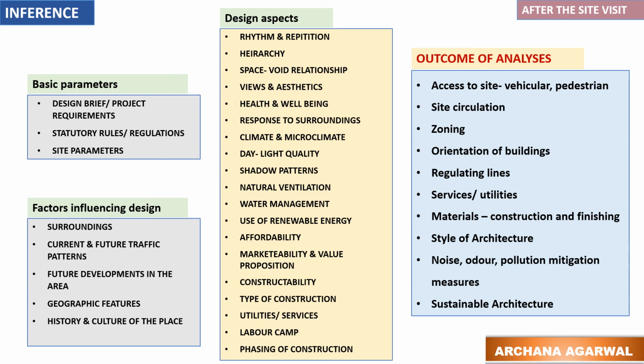While taking all these design decisions, the various aspects that are kept in mind are rhythm and repetition, hierarchy, space to void relationships, views and aesthetics, health and well-being, response to surroundings, climate and microclimate, daylight quality, shadow patterns, natural ventilation, water management, solid waste management, use of renewable energy, affordability, marketability and value proposition, constructability, type of construction, utilities and services, labor camp, and phasing of construction.